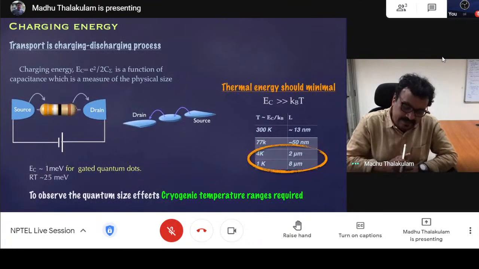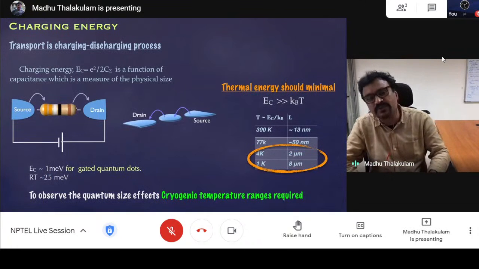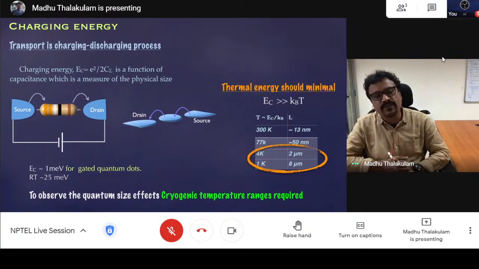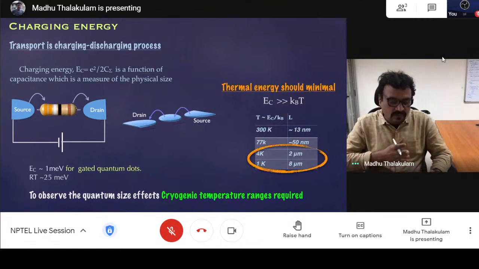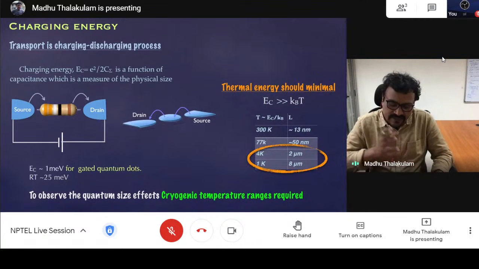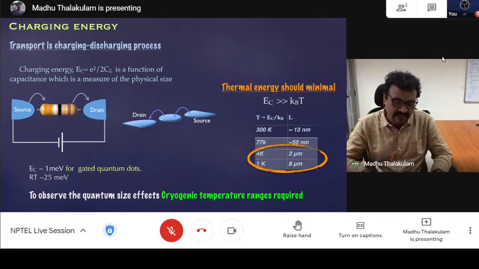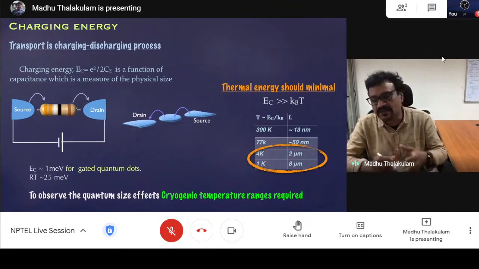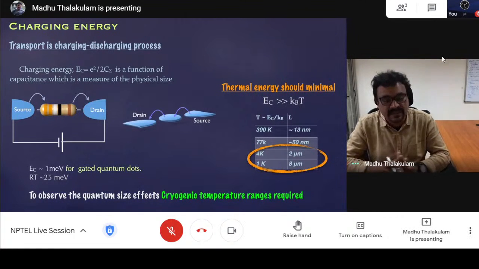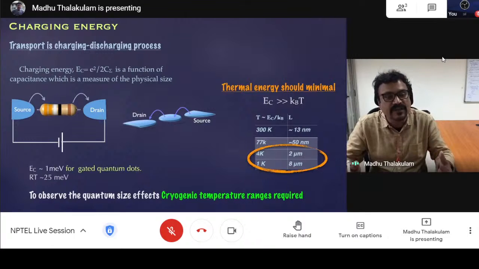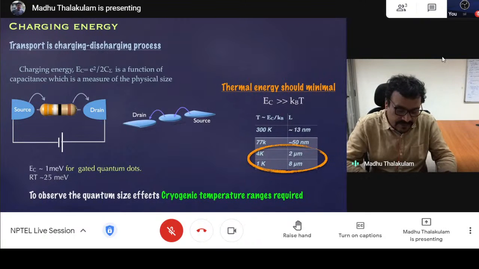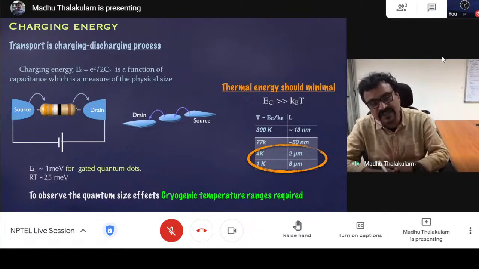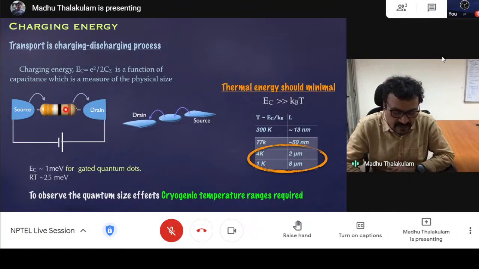Now, let's look at the transport through this quantum dot. Let's consider what is the basic mechanism of transport. In this first case, I have a resistor, which is a macroscopic object, of a size of a few millimeters, and you'll have a large capacitance associated with that. The process of transport involves adding an electron from the source side and removing an electron from the device to the drain.